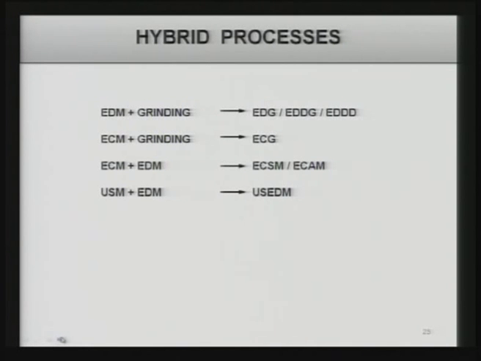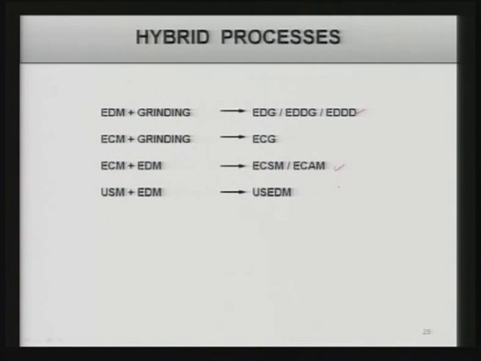Now, hybrid processes, as I have mentioned a bit earlier, these are the processes like EDG, EDDG, electric discharge diamond drilling, electrochemical grinding, which is a combination of ECM plus grinding, electrochemical machining combined with electric discharge machining gives you what is known as electrochemical spark machining. There is another process named electrochemical arc machining.